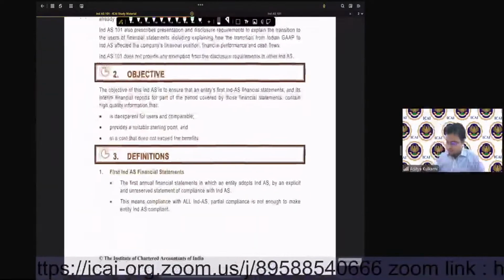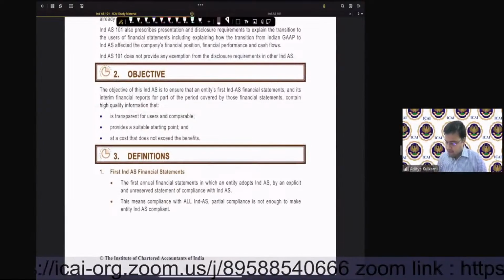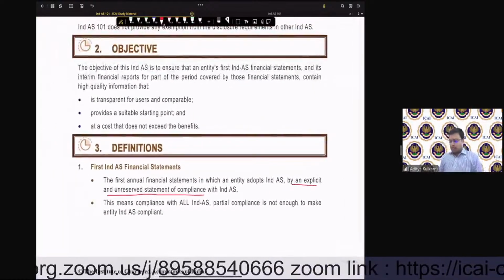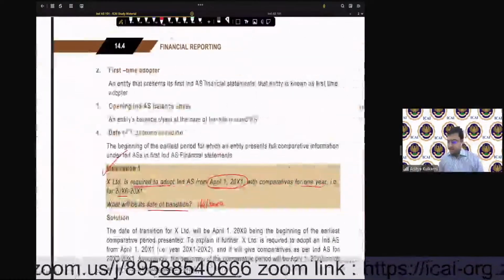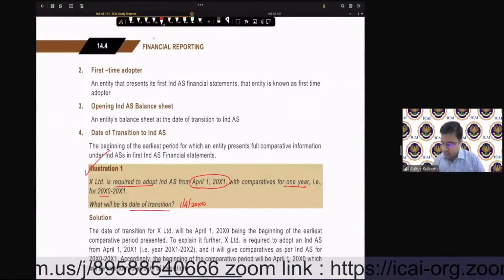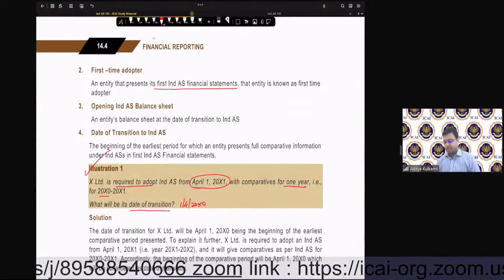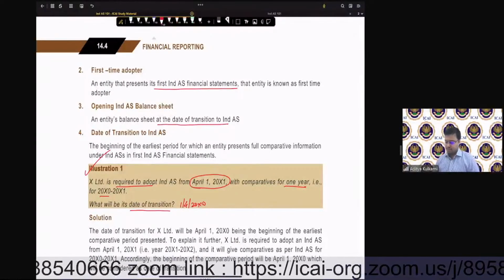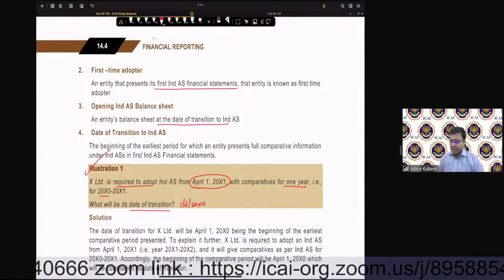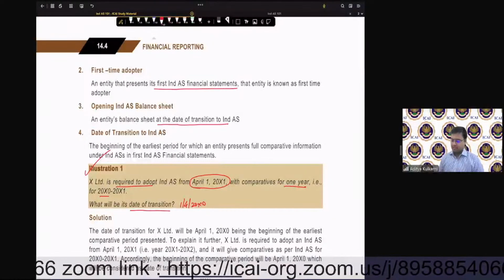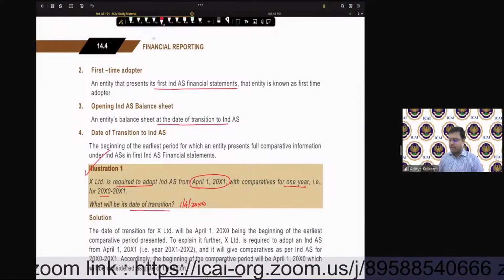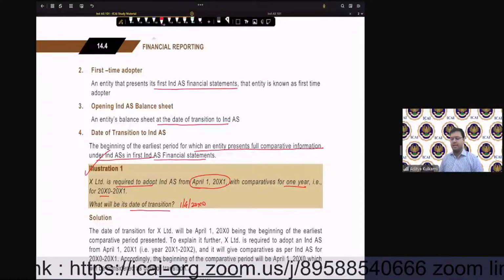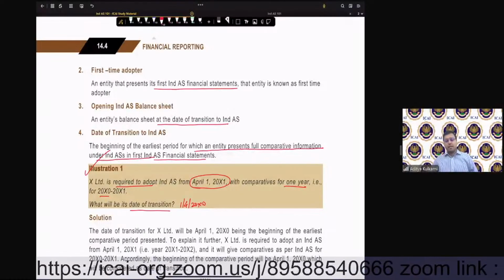So, first Ind AS financial statements, by an explicit and unreserved statement of compliance. Compliance with all Ind AS is essential. A first time adopter is an entity that presents its first Ind AS financial statements. Opening Ind AS balance sheet is the balance sheet at the date of transition to Ind AS. What do you mean by date of transition to Ind AS? The beginning of the earliest period for which an entity presents full comparative information under Ind AS in its first Ind AS financial statements.